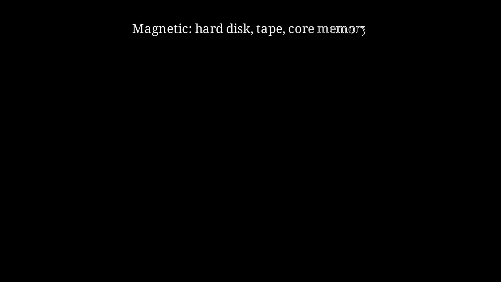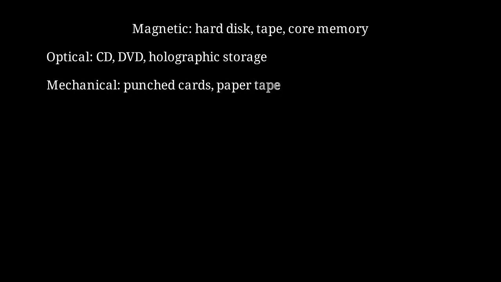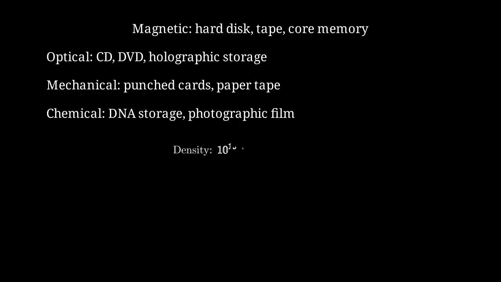Magnetic storage uses magnetic domains in ferromagnetic materials, as in hard disks or magnetic tape. Optical storage uses reflective pits or phase changes readable by laser, including holographic volume storage. Mechanical storage like punch cards was used historically with physical holes encoding information. Chemical storage includes DNA molecules for ultra-dense archival storage or photographic film emulsions. DNA storage achieves densities of 10 to the 19th bits per cc, far exceeding any electronic technology.